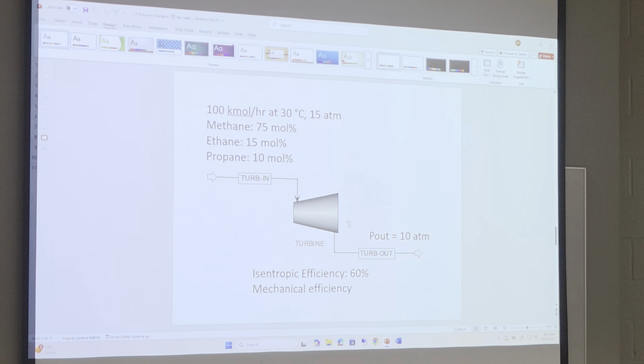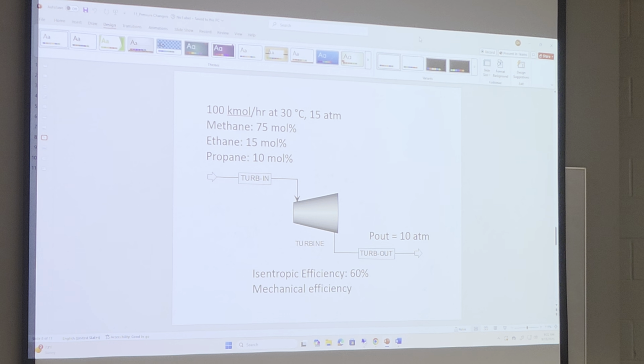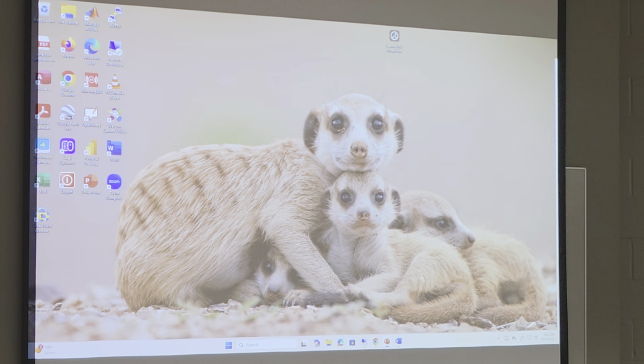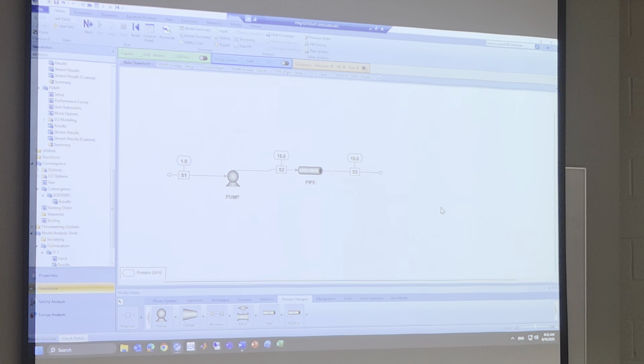Now, let's look quickly. We use a turbine. We have a mixture of methane, ethane, propane, and all information is given. Let's try to design. This problem-solving example you can do by yourself, just for practice. But let's look at it so far. We try to design the turbine. Here is the compressor and turbine. This one is the turbine. Let's try to install the turbine.